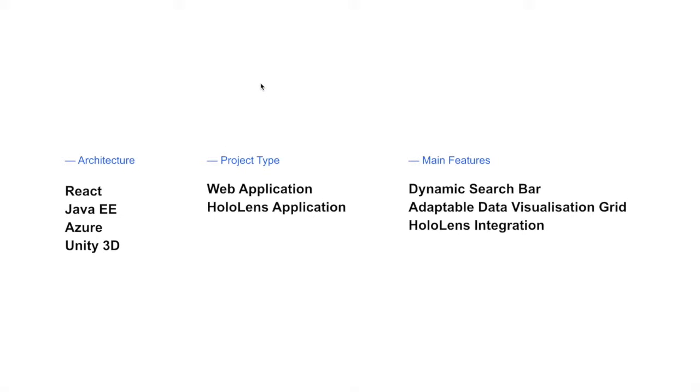For the project architecture, we have the following list of technologies. The front end was built using React. The backend was deployed using Java Enterprise, and everything was hosted on Azure. And finally, the HoloLens app was built using Unity 3D. Our main features for this project include the dynamic search bar and the adaptable data visualization grid, which both appear on the interface. And also there's the HoloLens application itself, which allows doctors to beam models, interact with them, and leave annotations as well.